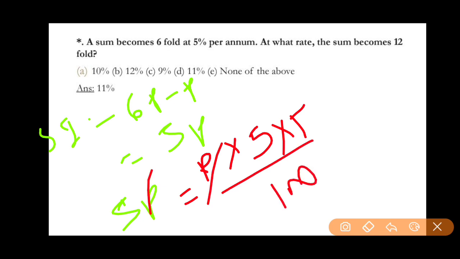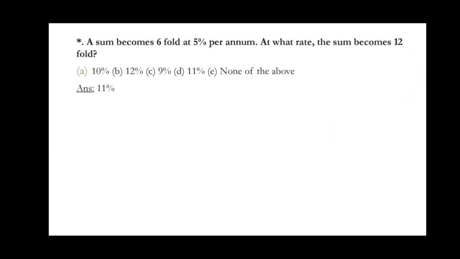Here p will be cancelled and 5 will be cancelled. Here the time is equal to 100 years. Okay, understood? Till now it might be understood regarding the time. Then move forward, and here I will let you know how you calculated this one. So one more thing is that the fold is not given here, so here it became 12 fold.